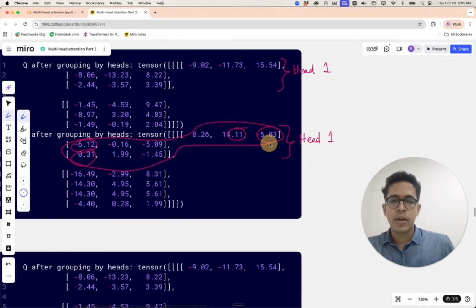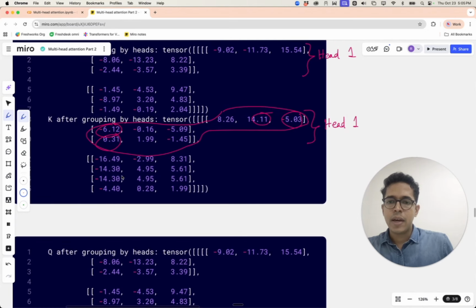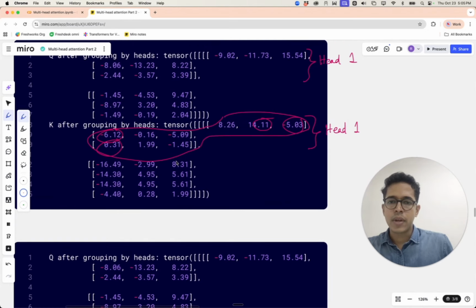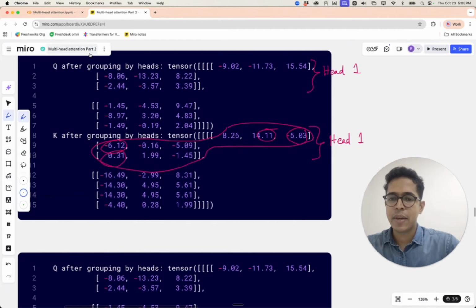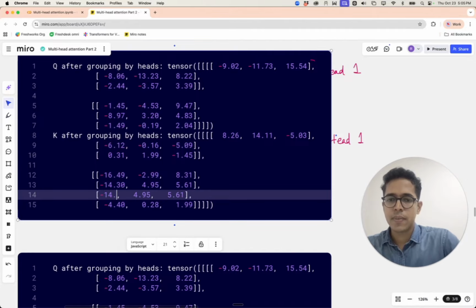0.31 should go here. Similarly, this 14.11 should come here. Minus 5.03 should go here. Similarly, what else should happen? 1, 2, 3, 4. Okay, so here I can see an extra number. I think I might have copy pasted twice. Yeah, I can see one more thing copy pasted. This line is occurring 2 times. Let me just delete it.